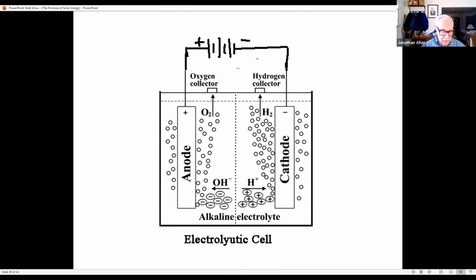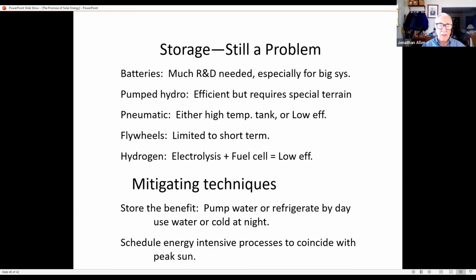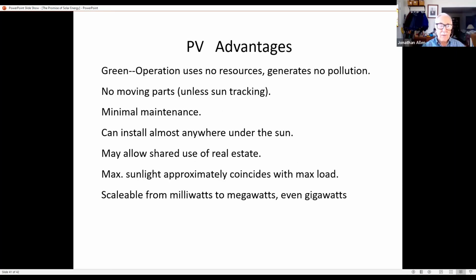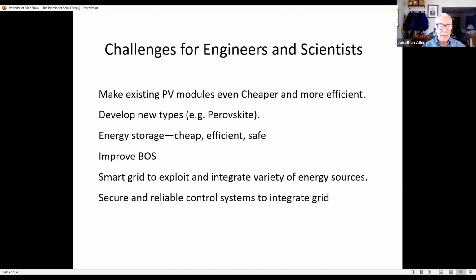Roger, thank you. Solar energy has evolved enormously in the past few decades, to the point where it can become a major source of green energy in a world where there is an urgent need to phase out CO2 emitting fossil fuels. Here's a list of the challenges and the advantages. And here are the challenges for the engineers and scientists amongst us.